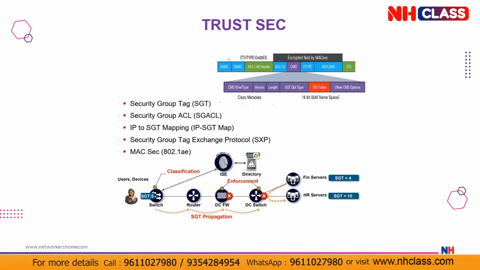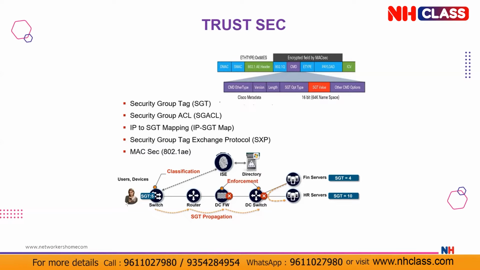In the TrustSec feature, we have a total of 5 components that you should know. One is the security group tag, another is the security group ACL, also known as SGACL, then IP to security group mapping. We have the TrustSec security group tag exchange protocol called SXP, and we have an encryption method called MACsec. This type of technology is basically used for micro segmentation.